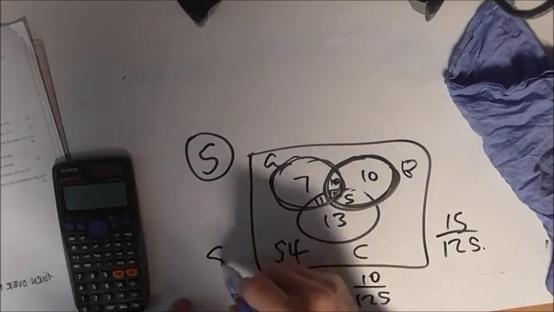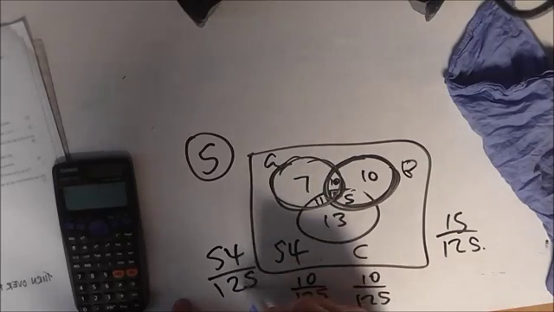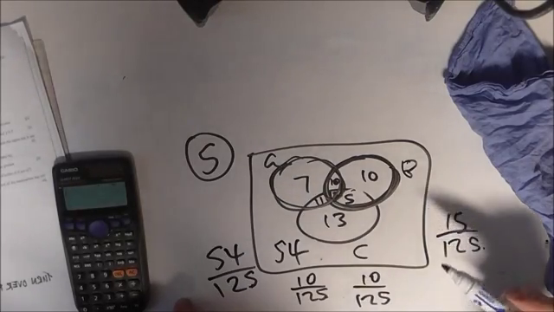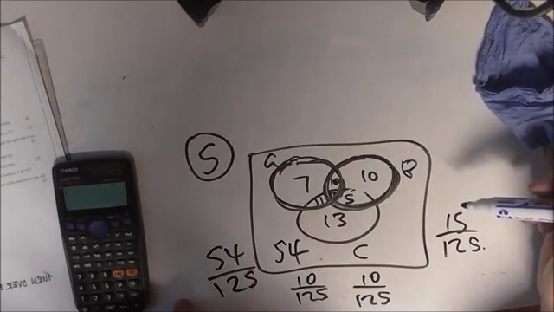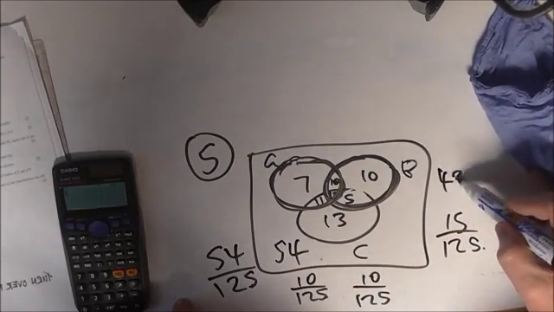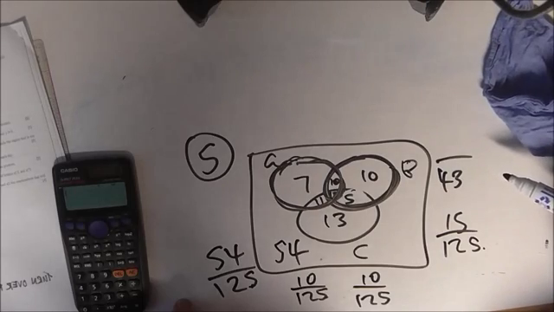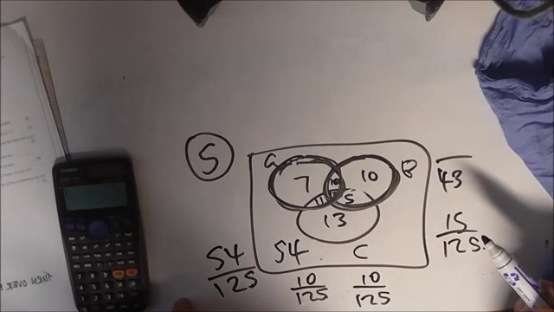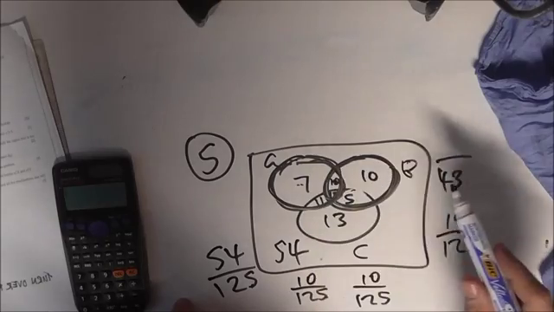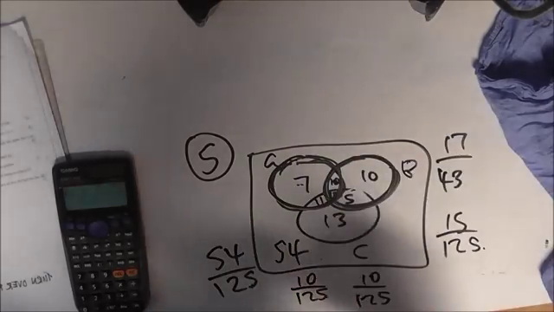None of the items is 54, we already worked that out. Given that a diner ordered garlic bread, so we're now just out of these ones here. The garlic bread total is 43. It's now out of 43. This is part E. What's the probability that they didn't order cheesecake? One of the ones in the garlic bread, the 43, who didn't order cheesecake, it's these ones outside the C circle, so that's 17 out of 43.